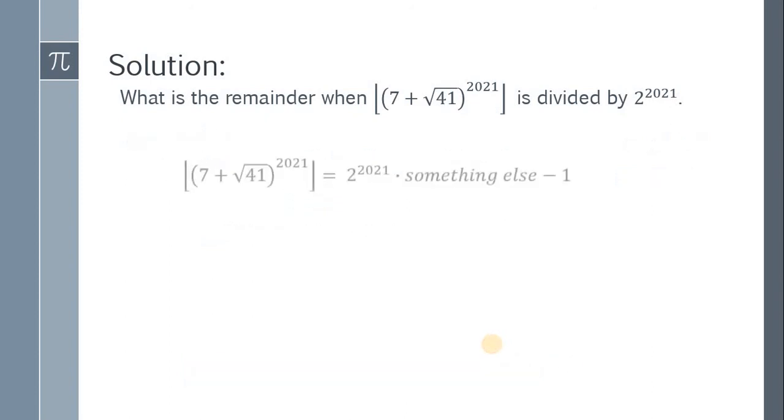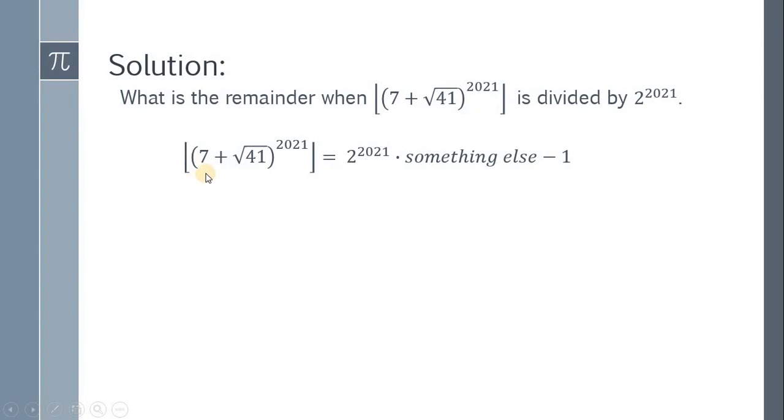So, we have floor value of 7 plus square root of 41 raised to 2021 is equals to 2 raised to 2021 times some number minus 1. Now, since yung 2 raised to 2021 is clearly a multiple of 2 raised to 2021, kapag i-divide natin yan sa 2 raised to 2021, ang matitira na lang dyan ay yung negative 1. Therefore, yung floor of 7 plus square root of 41 raised to 2021 is congruent to negative 1 mod 2 raised to 2021.